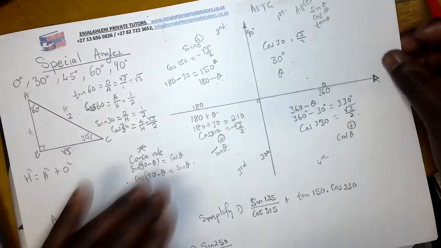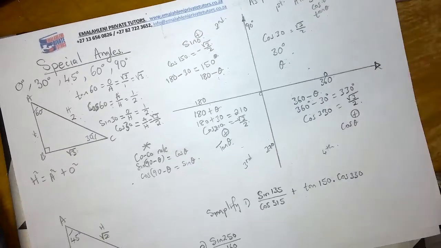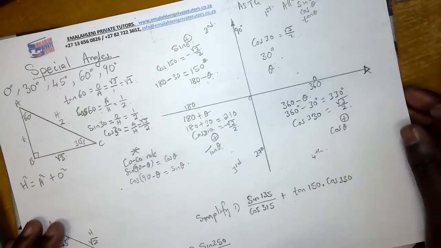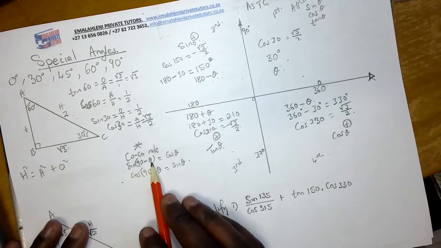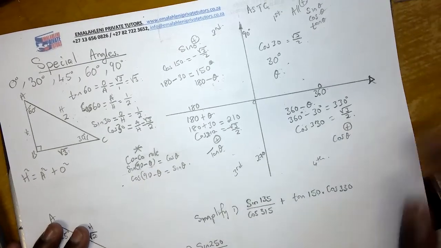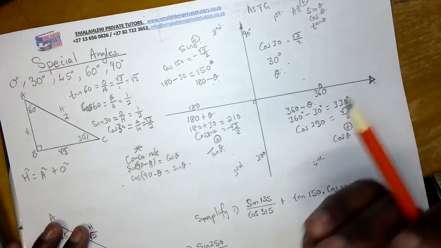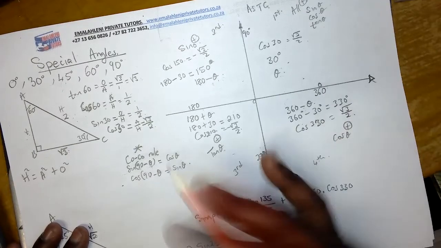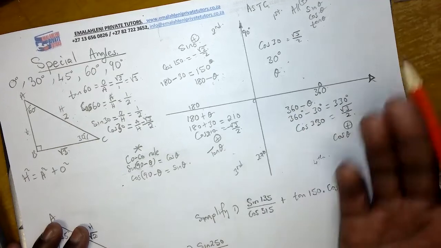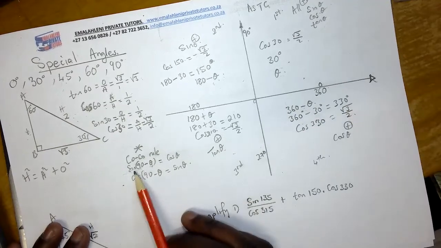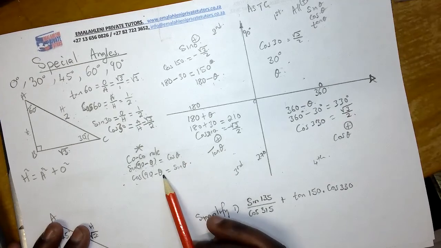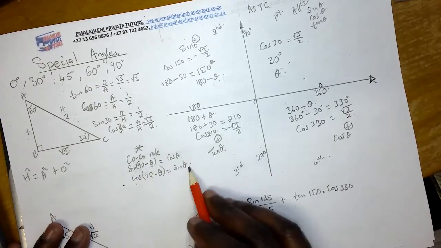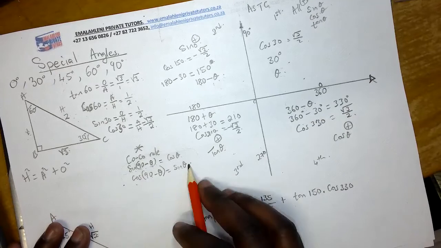Now, let's check here. There is what we call the Cocco rule. Okay, just a funny name. But what does it say? It says sine of 90 minus theta. It's one of the reduction formulas you need, especially when dealing with reduction questions. Now, sine of 90 minus theta is equal to cos theta. Cos of 90 minus theta is equal to sine theta. This is what you call the Cocco rule.